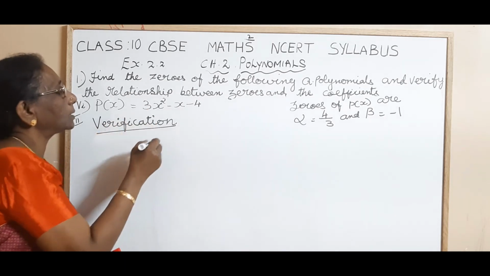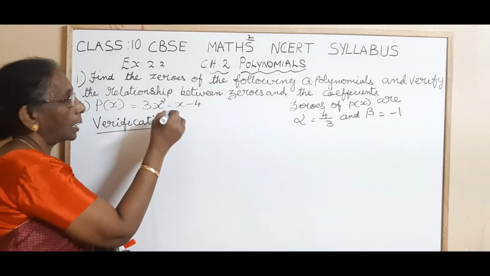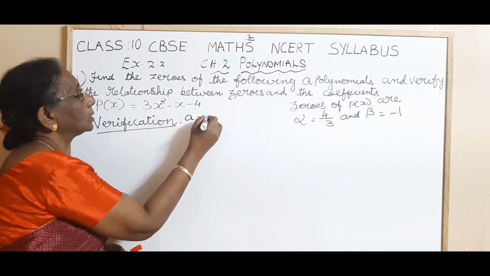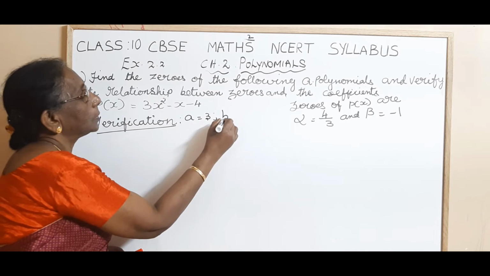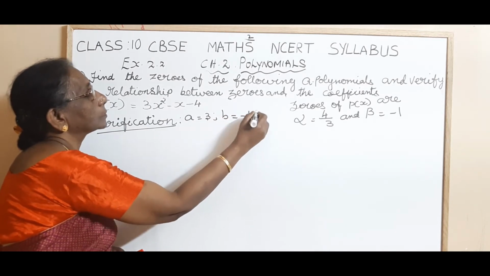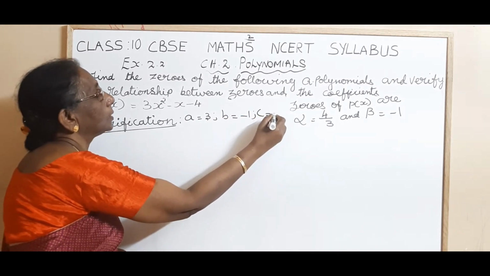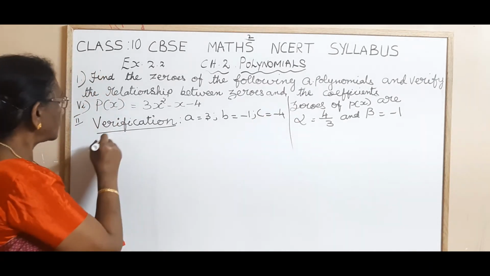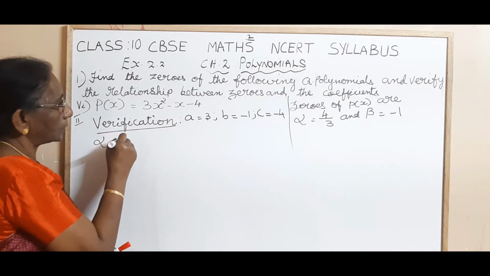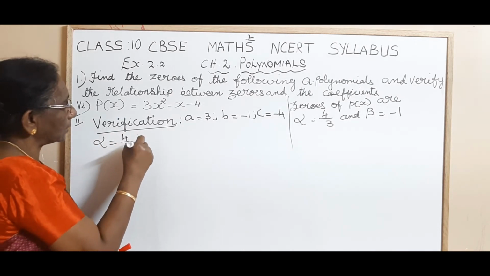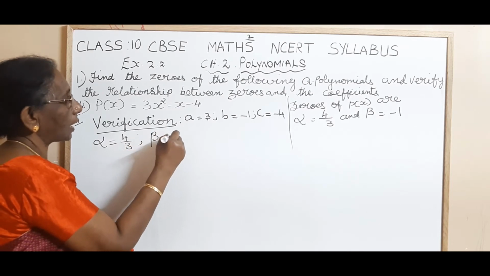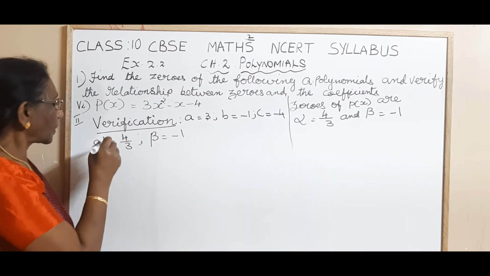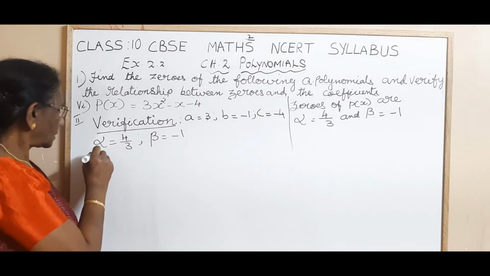Okay. For verification, you write the value of coefficients of x squared, x and constant term. So this is a is equal to 3. B is equal to minus 1 and C is equal to minus 4. Right? Now, zeros. Alpha is equal to 4 by 3, beta is equal to minus 1. So first property is what? What is the first relationship? Sum of the zeros.